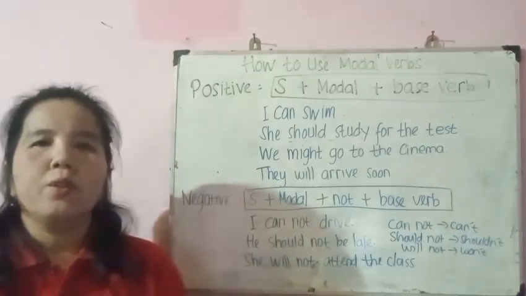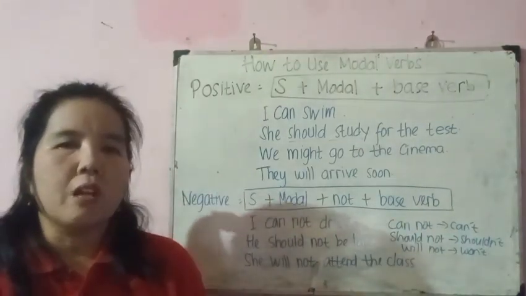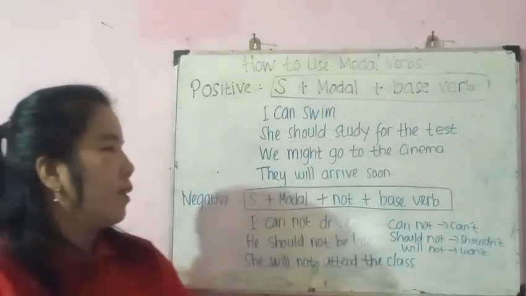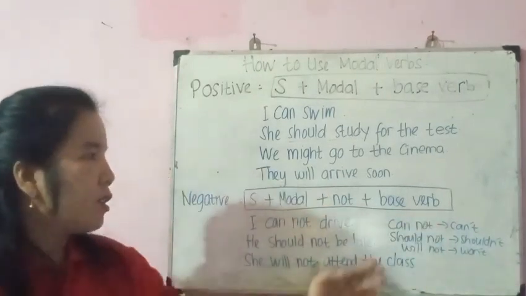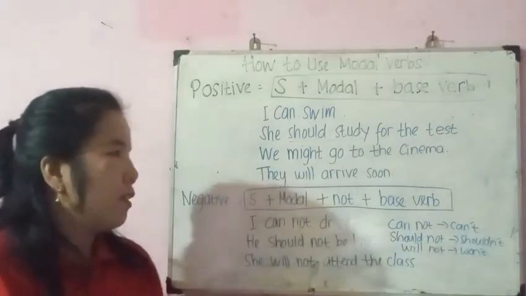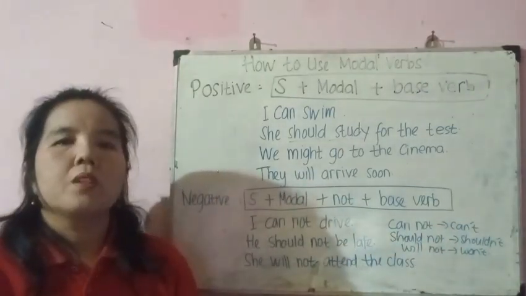You can also use contractions to sound more natural. Cannot becomes can't. Should not becomes shouldn't. Will not becomes won't.